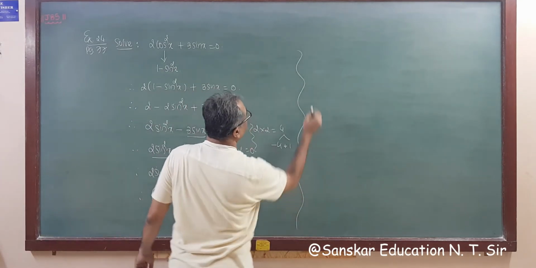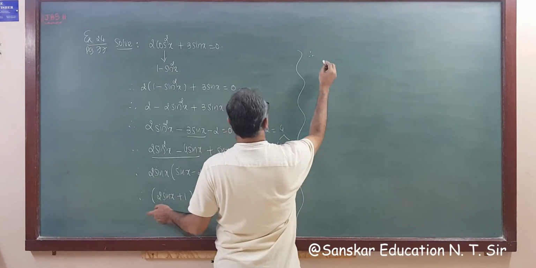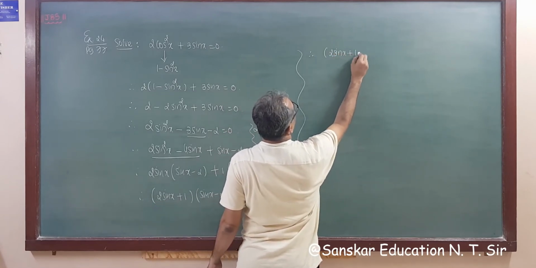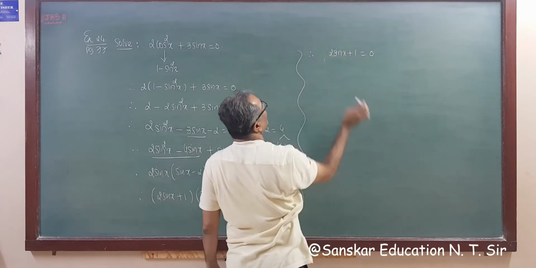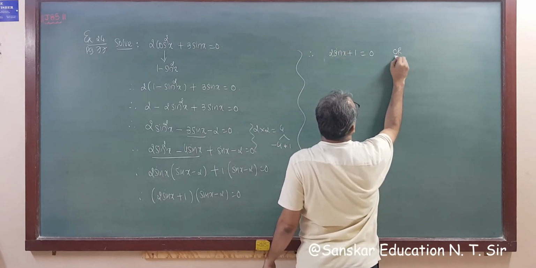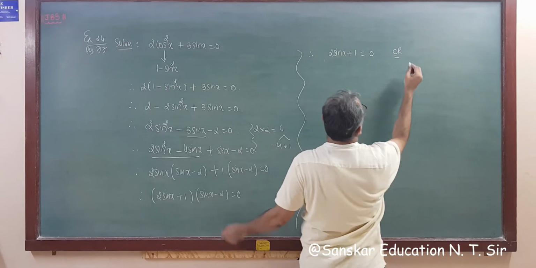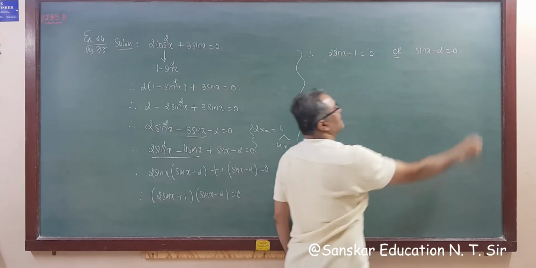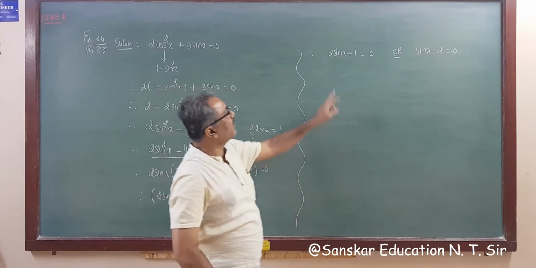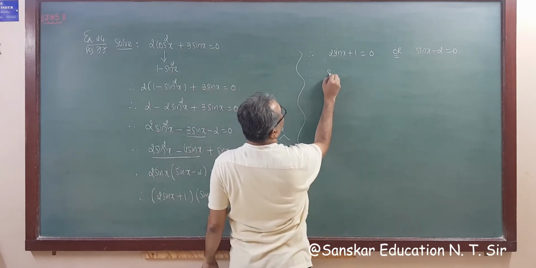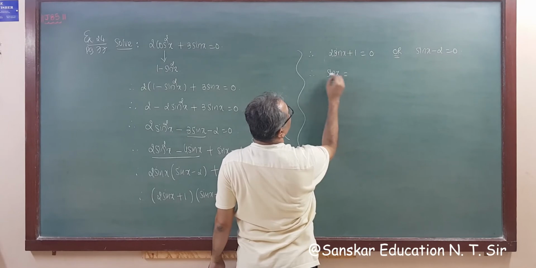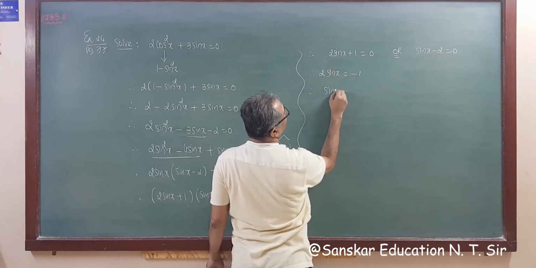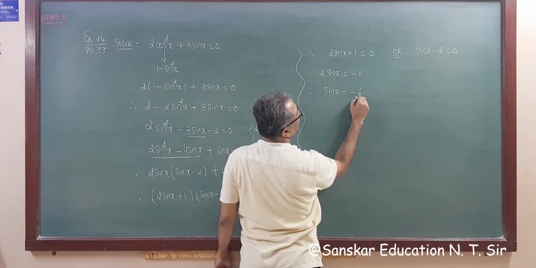So therefore what we get here, 2 sin x plus 1 is equal to 0, or sin x minus 2 is equal to 0. So from here what we get? We get 2 sin x is equal to minus 1, so sin x is equal to minus half.